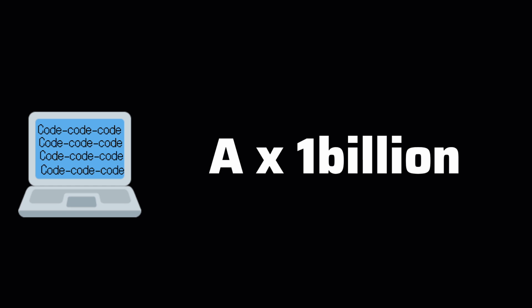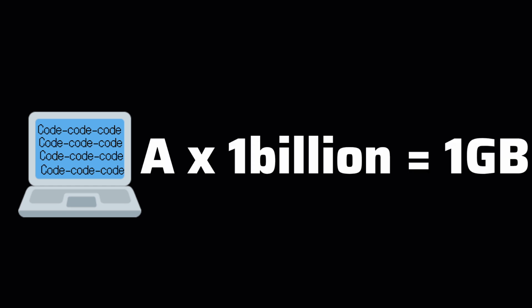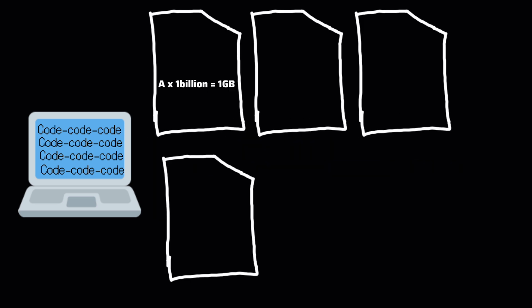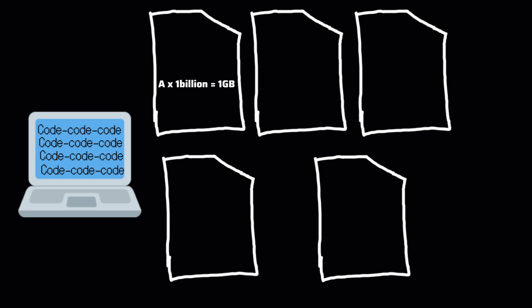So if we jump into our Python code and create a program that will multiply letter A 1 billion times, that will be equivalent to 1 gigabyte. We can create several files that will each keep creating characters 1 billion times. If we have 5 of those files, that means we occupy 5 gig. If we have 10 of them, we occupy 10 gig. So let's do this.